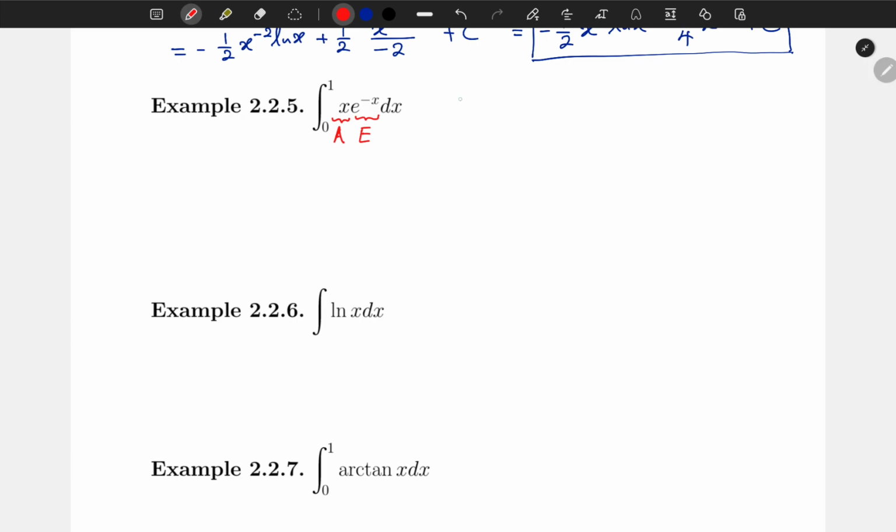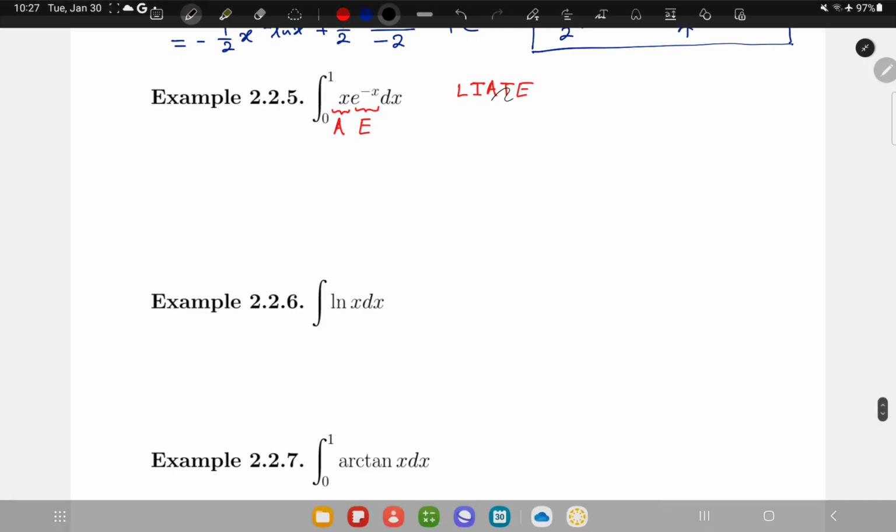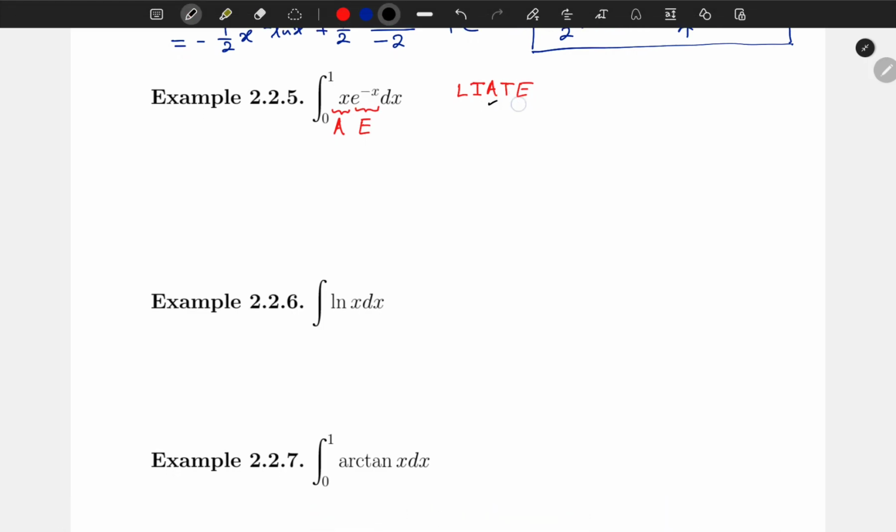Now let me write down the acronym LIATE. So we have algebraic and exponential. So the first type to appear is algebraic. Therefore, I am going to choose u equals the algebraic function, which is x. Everything else is dv, e to the negative x dx.